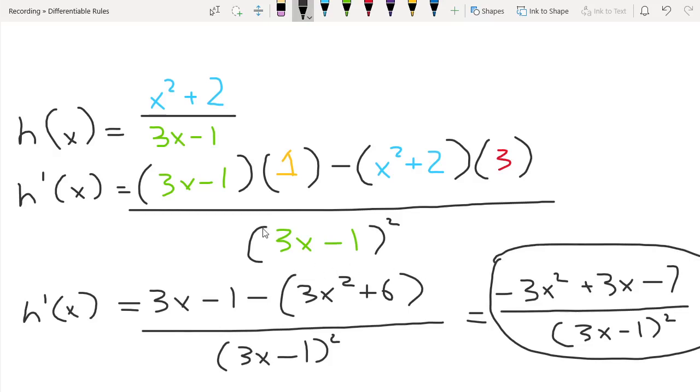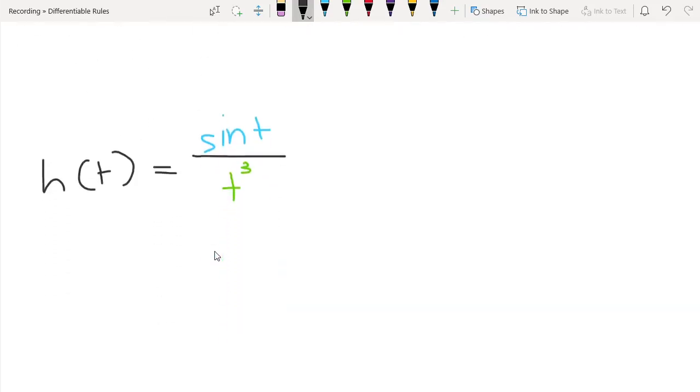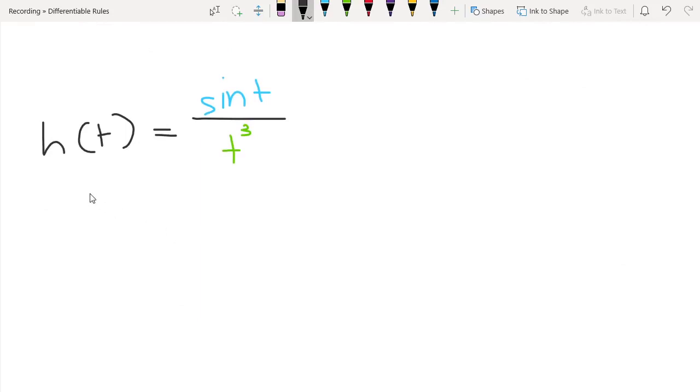Okay, let's try our next practice problem here. So for our next practice problem, we have h of t equals sine of t over t cubed. So I want you to try this problem by yourself. Find the derivative of h of t. And then take a few minutes to figure that out, and when you're done, come back to the video.